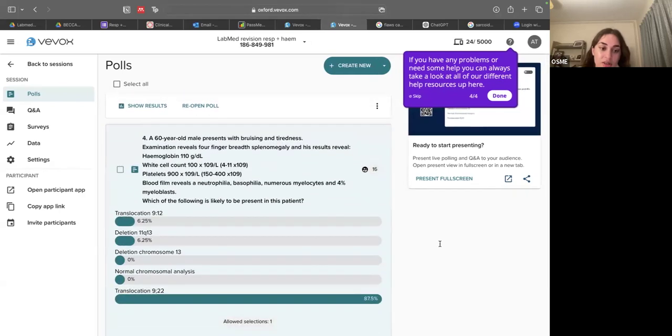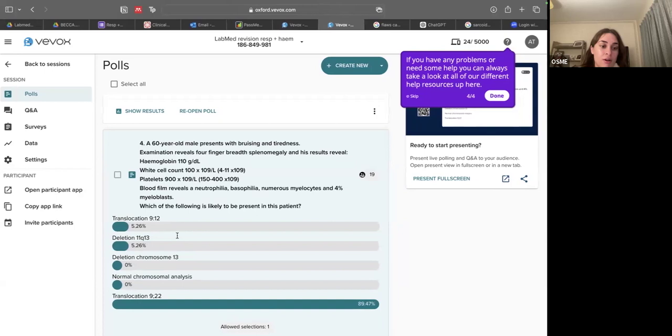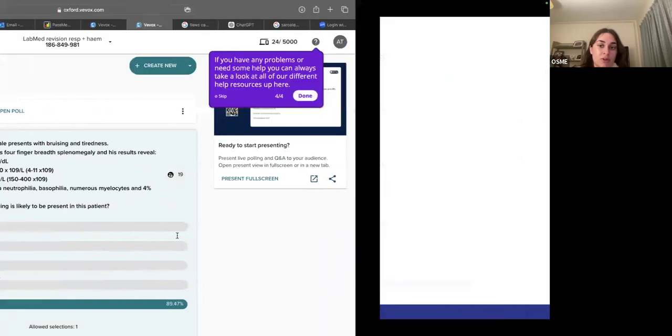Okay, nice. Yes, it's 9;22 translocation for CML. Okay, these two, so the 9;12, just make sure you remember it's 9;22 translocation, not 9;12. And then this is a completely different mutation for a different thing. Okay, moving on.